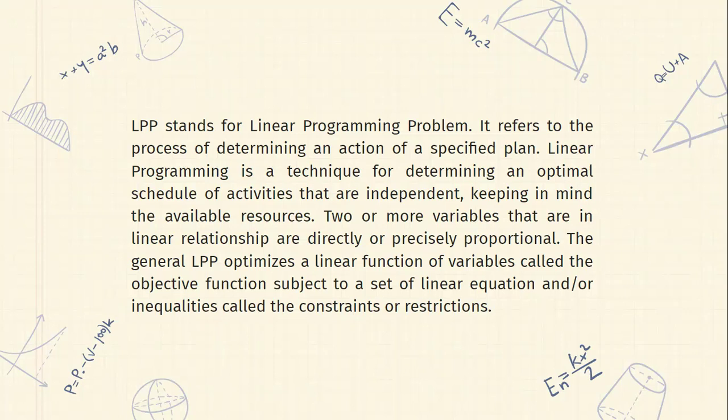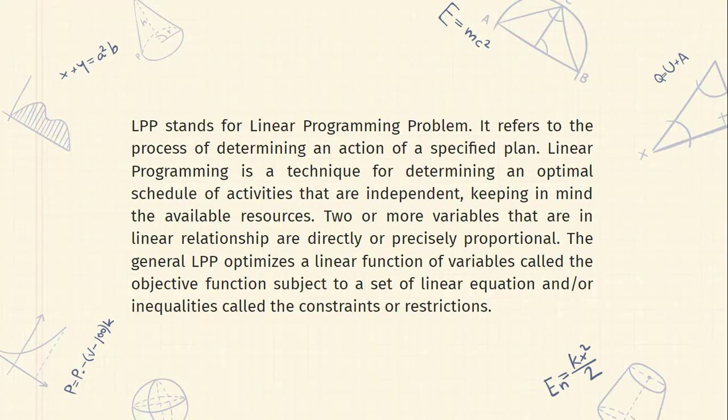Linear programming is a technique for finding an optimal schedule of activities that are independent of one another, keeping in mind all of the available resources that we have. Two or more variables that are in linear relationship are directly or precisely proportional. The general LPP optimizes a linear function of variables called the objective function, subject to a set of linear equations and/or inequalities called the constraints or restrictions.